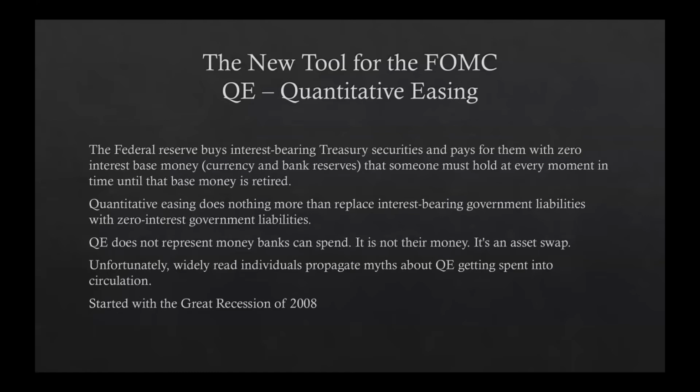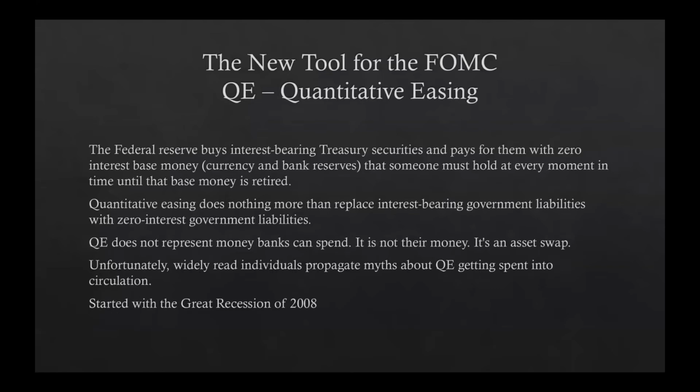I see even big known people out there talking about QE like its effect is on the money supply. And it's not, because what they're using is bank reserves. This is money that really is not in the money supply to begin with, if that makes sense. So really all it does is replace interest-bearing government liabilities with zero interest government liabilities. So it's just like a little swap there. It's an asset swap.